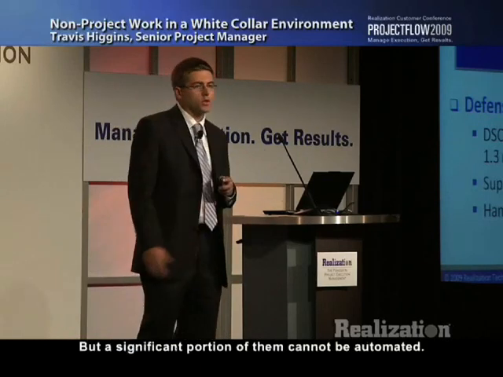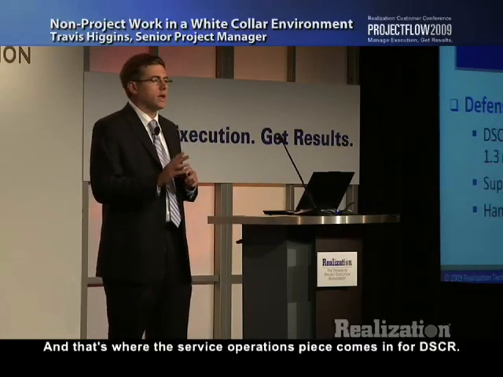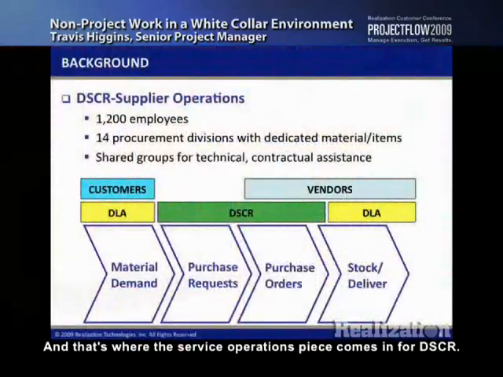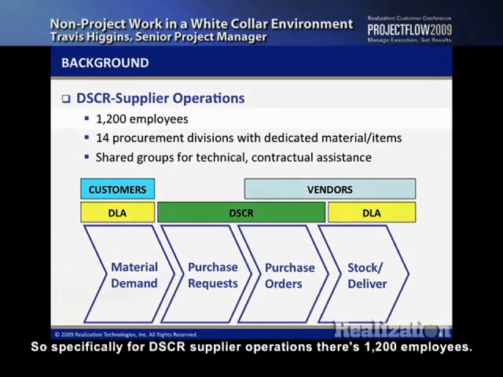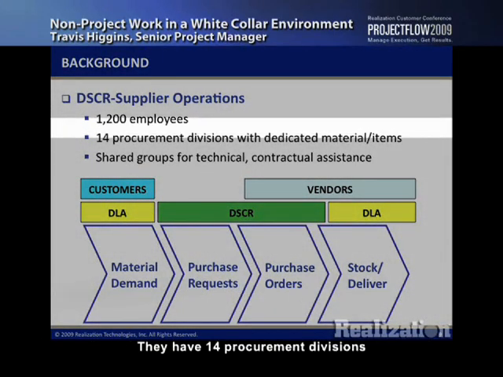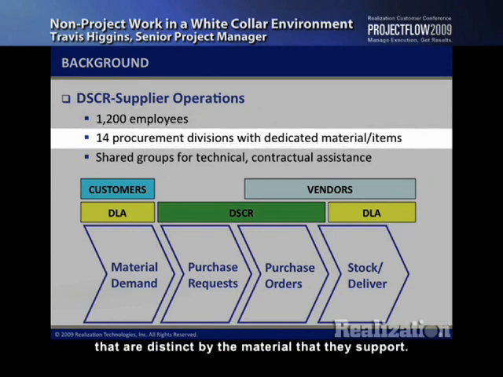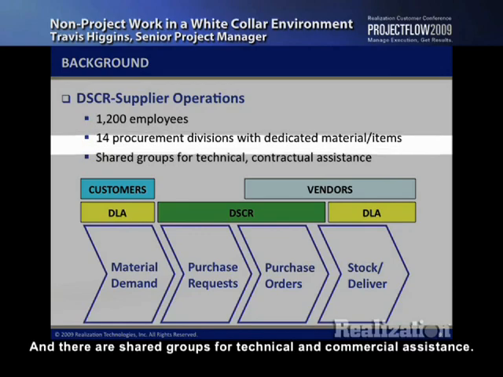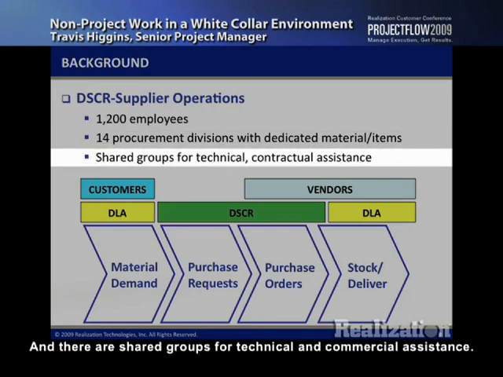But a significant portion of them cannot be automated, and that's where the service operations piece comes in for DSCR. So specifically for DSCR supplier operations, there's 1,200 employees. They have 14 procurement divisions that are distinct by the material that they support. And there's shared groups for technical and commercial assistance.